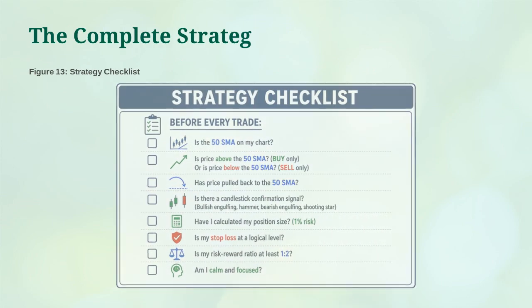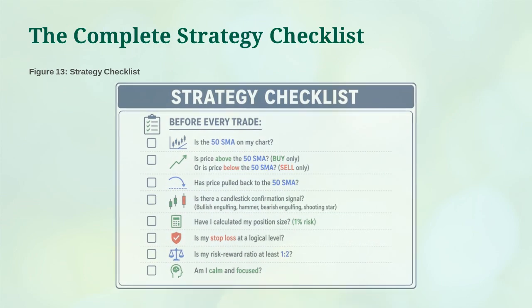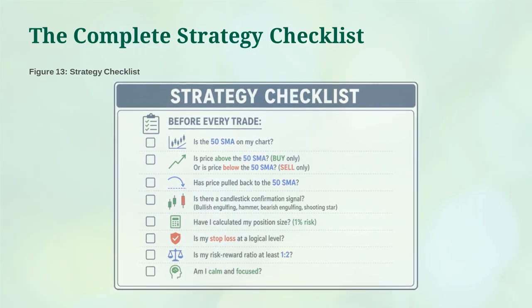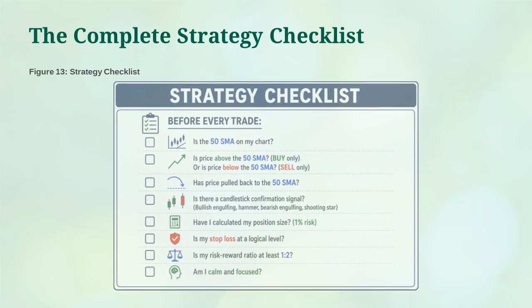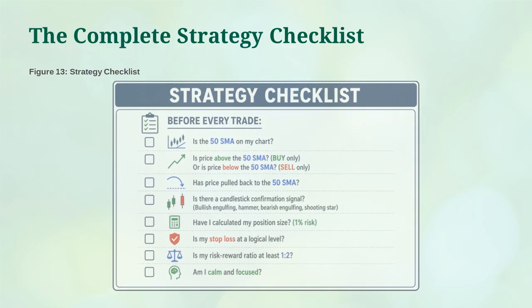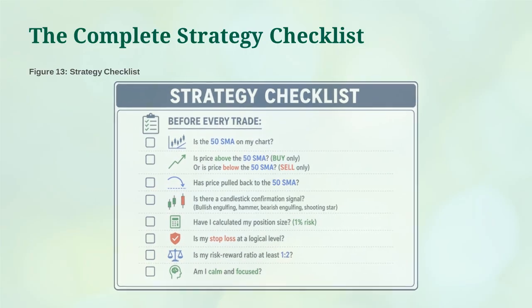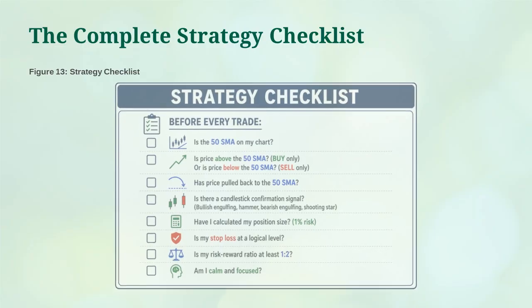Here's your complete strategy checklist. Use this before every trade. Step 1. Identify the trend. Price above 50 SMA? Buy only. Price below 50 SMA? Sell only. Step 2. Wait for the pullback. Has price touched or come close to the 50 SMA? Is this a legitimate pullback, not a trend reversal?